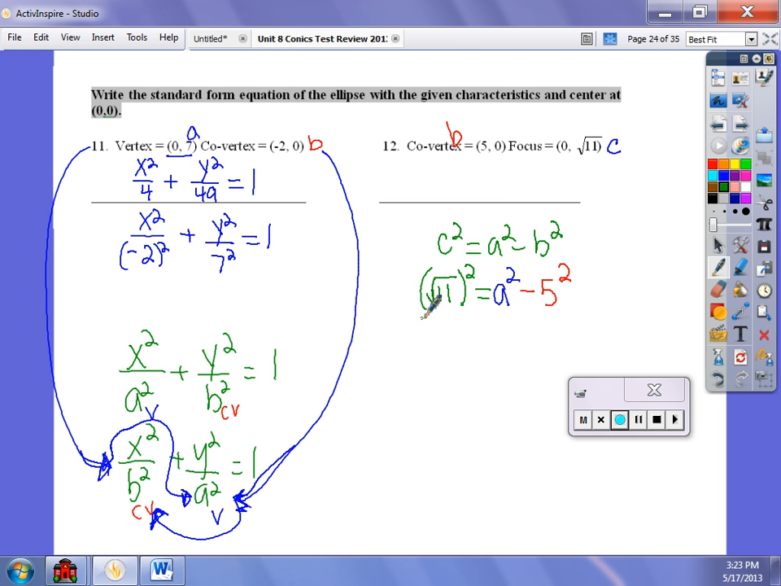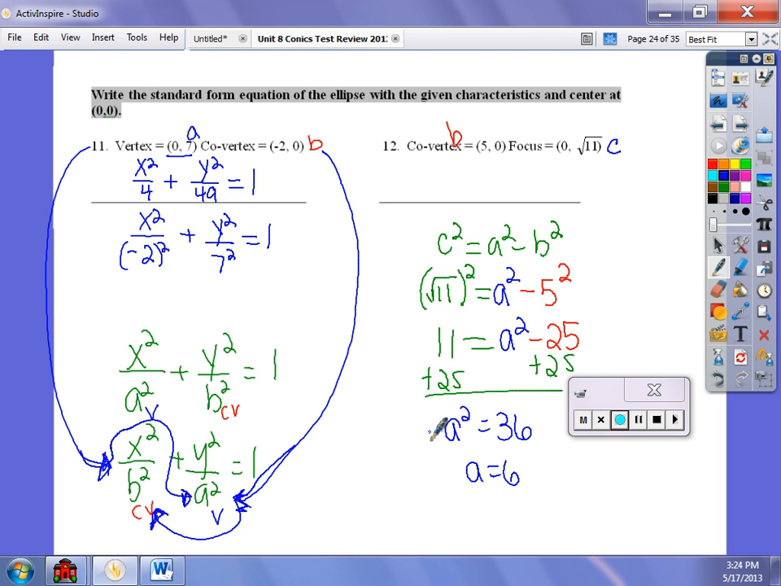The square of a square root knocks everything out and you're left with 11. A squared we're solving for. And b squared is 25. Now just solve for a squared. Add 25 on both sides. That means that a squared is equal to 36, meaning that a is 6. But we are not solving for 6, we're solving for a squared. This is what we want without the square root, because a squared is what goes into the formula.